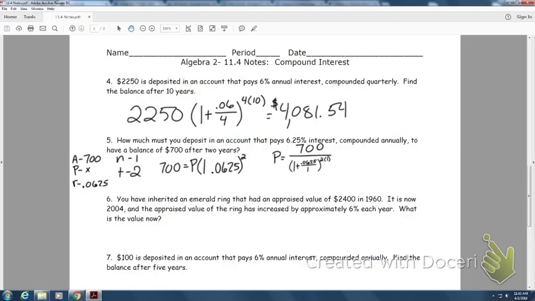Alright, so go ahead and plug that in. You can do it either way you want. I would probably do it just kind of the second way. And whenever you do that, make sure that you get $620.07.